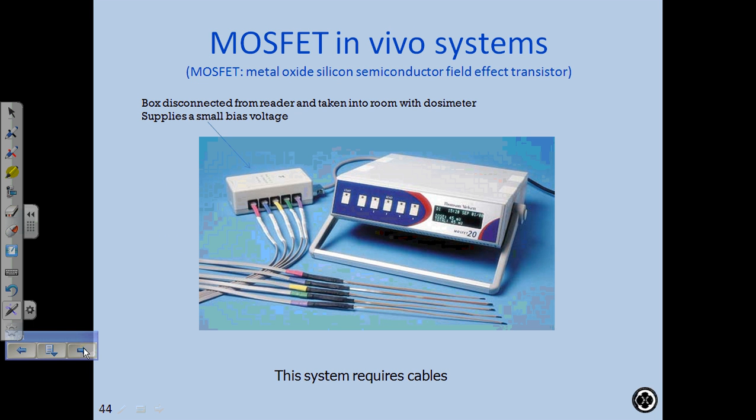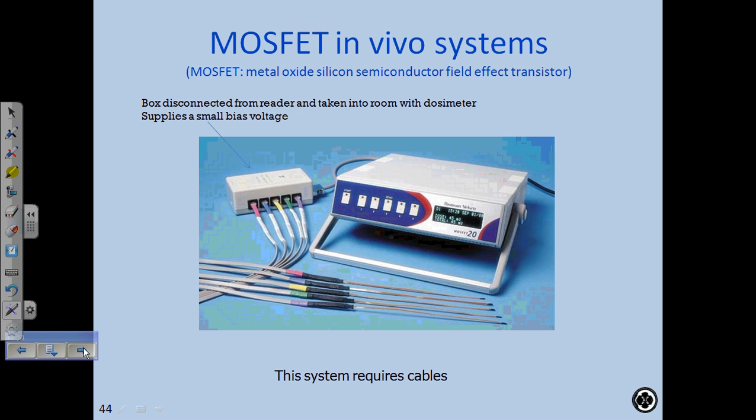In undergrad in electronics, you probably work with FETs, right? Field effect transistors. They're a certain type of transistor. So this is a transistor basically. It's not a diode. So it has three contacts. And MOSFETs are typically used for patient in vivo dosimetry. You don't see too many MOSFETs being used for dosimetry purposes, although you can still use them for dosimetry purposes.